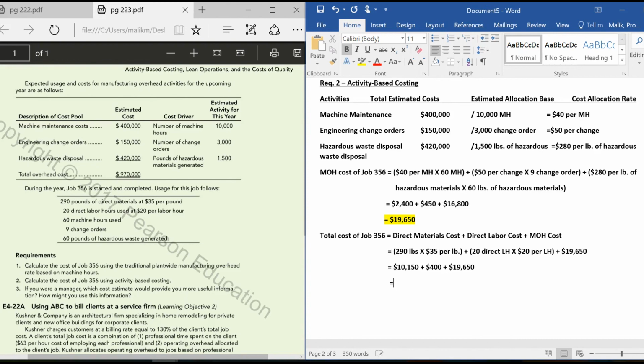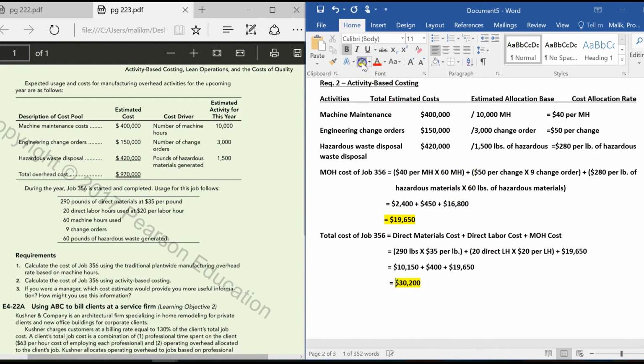Now, if we add all these three, we will find the total cost of job 356 when we are using this ABC costing system. Let me do the calculation: 10,150 plus 400 plus 19,650, which gives me the total cost. It's $30,200. So you see the difference.